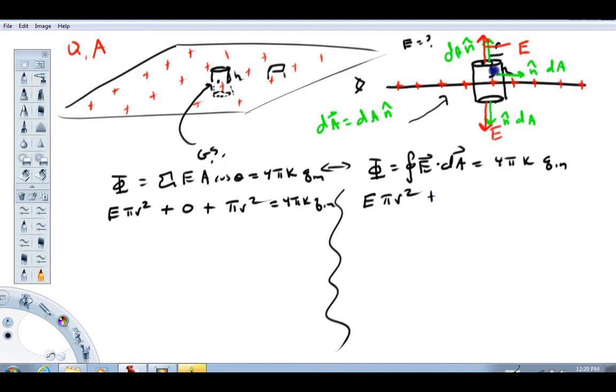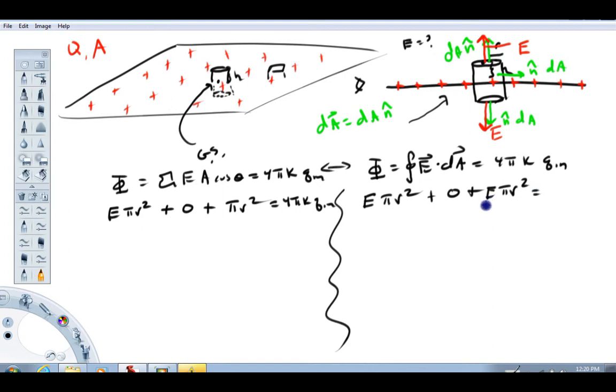On the side surface, the E dot dA is 0, because anywhere on this side surface the angle between the electric field and the normal is 90, and cosine 90 is 0. The E dot dA on the bottom surface, also for all the same reasons, is equal to the electric field times pi r squared.